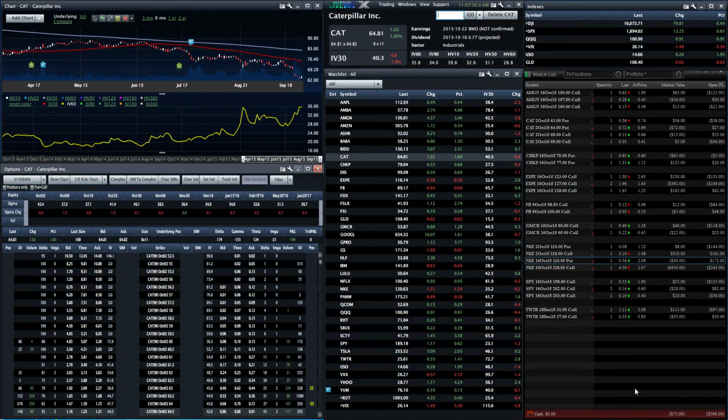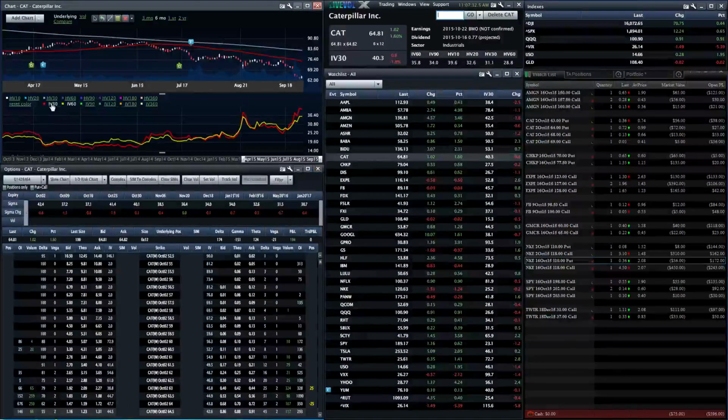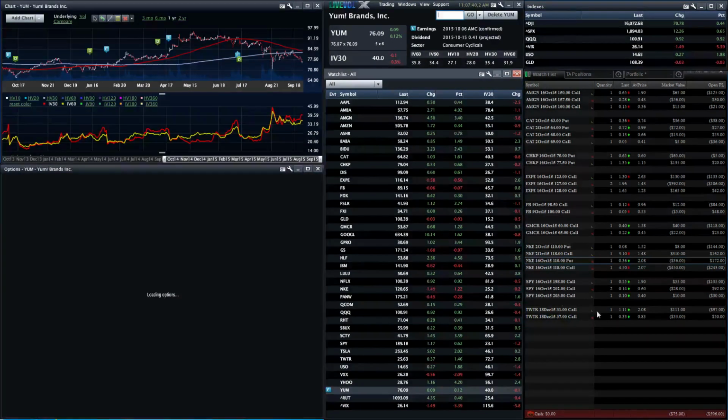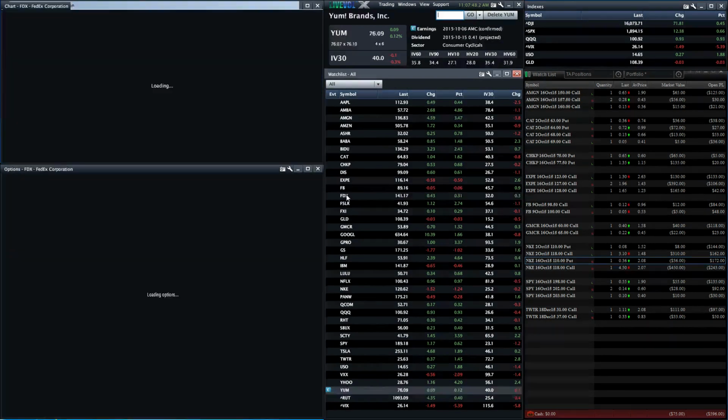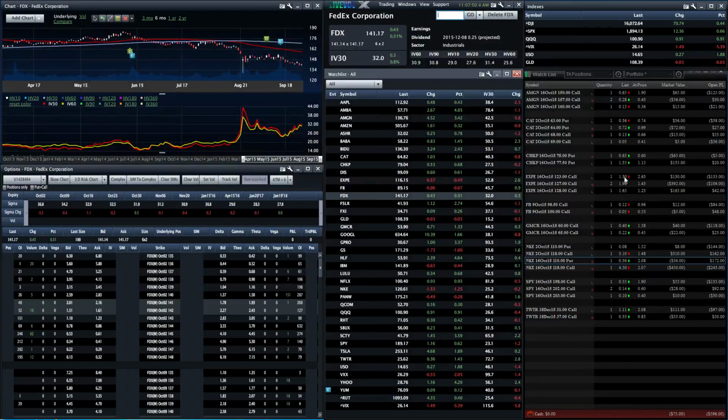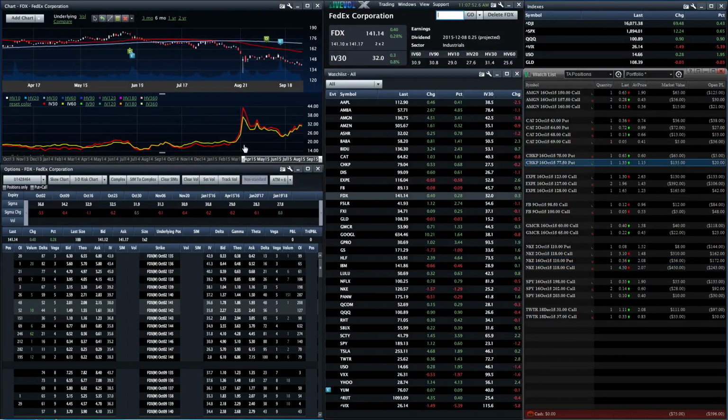Yes, it would, Connie. It'll tighten it up a little bit, because if I put IV30 here, look how close they are to one another, and you can do that for any stock. Here's Yum. I'll pick a random stock here. Here's FedEx. I just clicked it because it's right there. There's the difference.